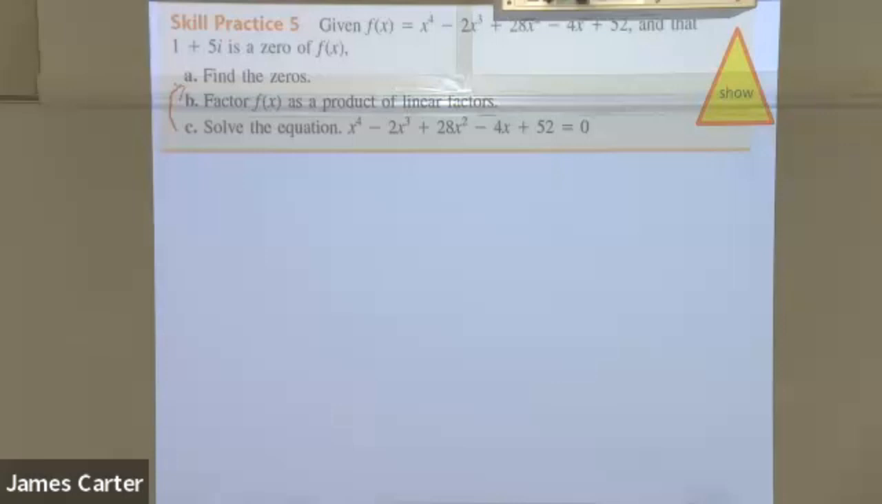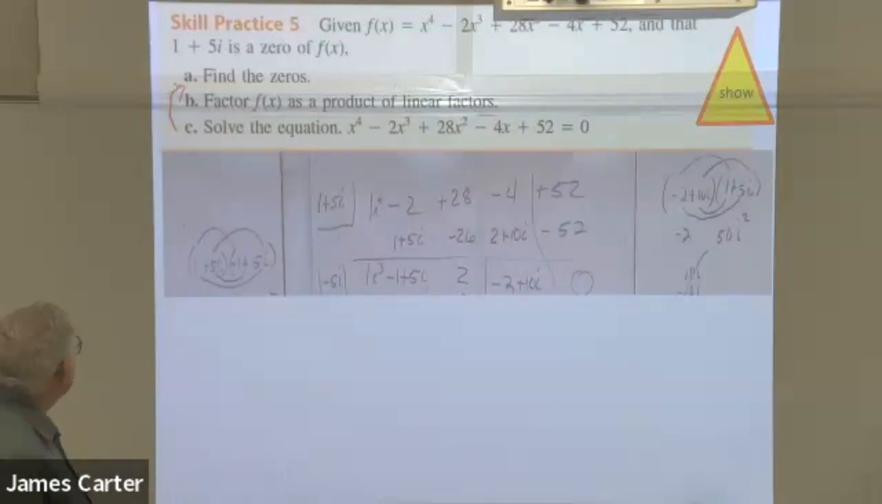Okay, just a very brief review, although I want to show you this one. We're not going to go through it in great detail, but this kind of left off where we were before. Find the zeros, factor, solve the equation. Well, in this case, it tells us that that is a zero. Telling us that that is a zero means that we also have this one, 1 minus 5i. If we got 1 plus 5i, we got to have 1 minus 5i.